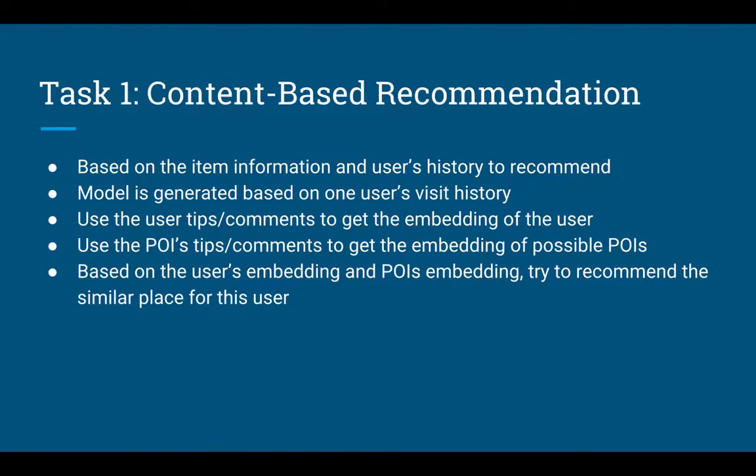First is task 1, the content-based recommendation. We get the separate embedding of user and POIs, and then recommend the most similar POI to this user. Content-based here means we learn the representation of the user and POIs, and then we use cosine similarity between the user and POI, and then do recommendation.